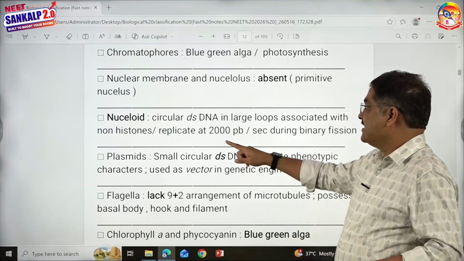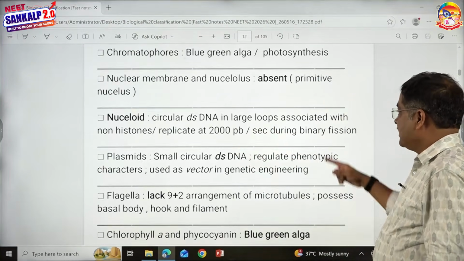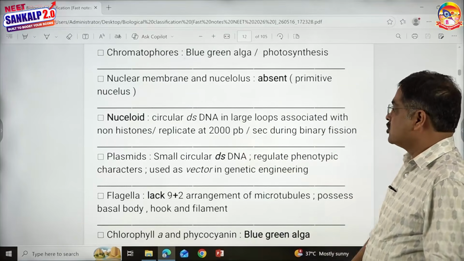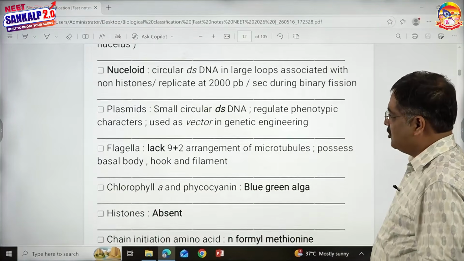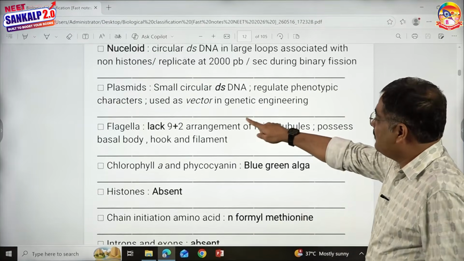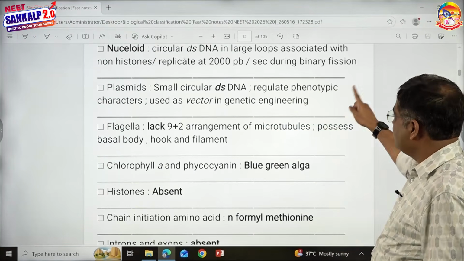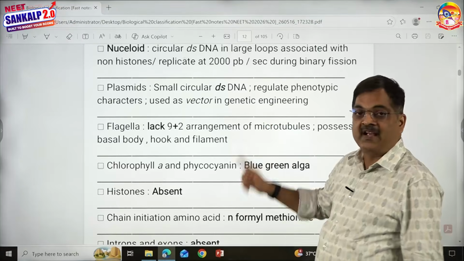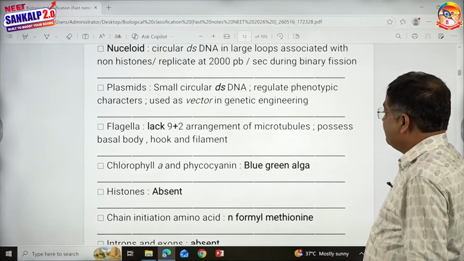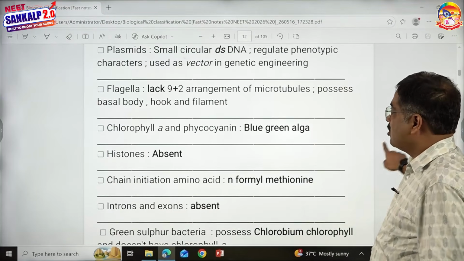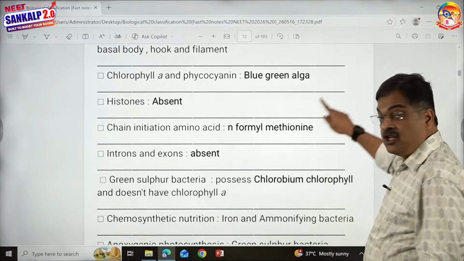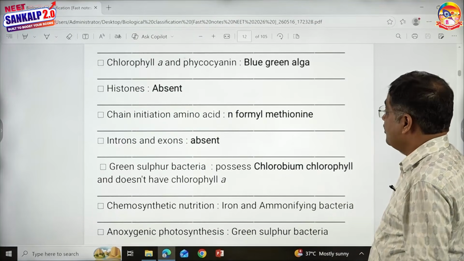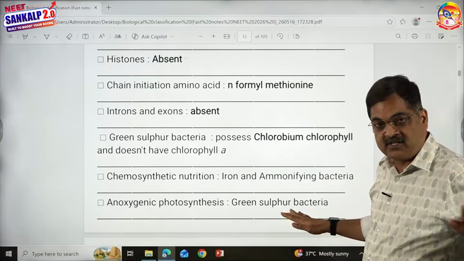So nucleoid: it is a circular double-stranded DNA in large loops associated with non-histones and replicates at 2000 base pairs per second during binary fission. You know that. Plasmids, small circular double-stranded DNA. They regulate phenotypic characters and are used as vectors in genetic engineering. Flagella lack 9+2 arrangement. Chlorophyll A and phycocyanin are seen. Histones are absent. Chain initiating amino acid is N-formyl methionine. Introns and exons are absent.